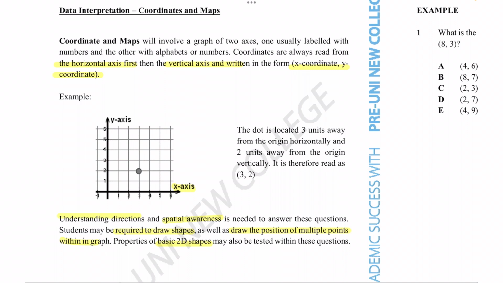So what's important is that, like we read in the description, the horizontal axis always comes first. Whenever you're given a coordinate, it is always given within two brackets, and we've got two numbers, the first number and the second number. As I said, the first number has to be the x-axis. So for example, when we're given this point here, if we take a look at the horizontal axis, it lies on the number 3. And on the vertical axis, the point is lying on the number 2 line. So this point is referred to as 3, 2 rather than 2, 3, since we have to read this number first.